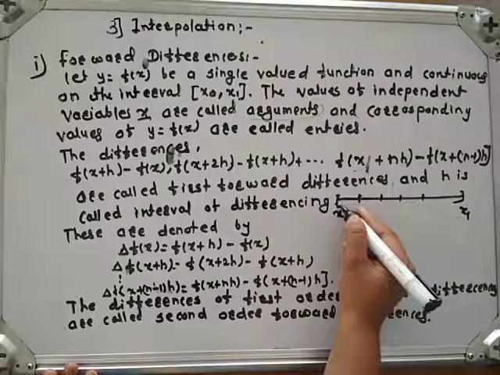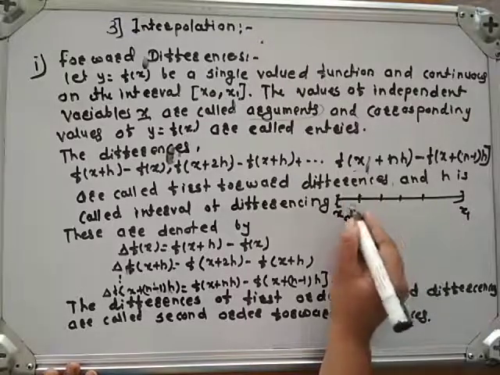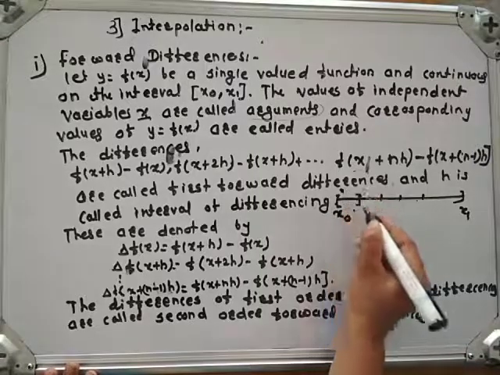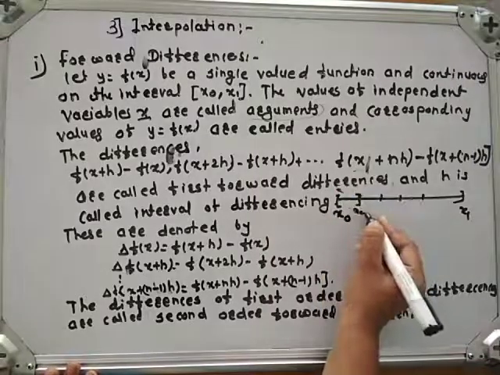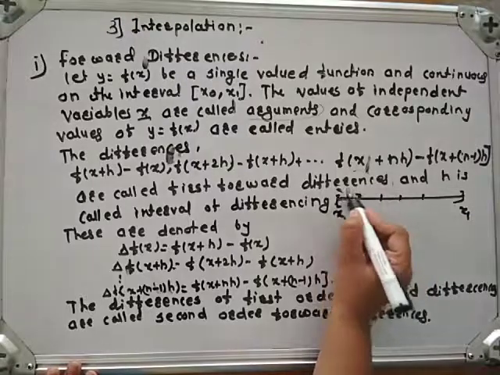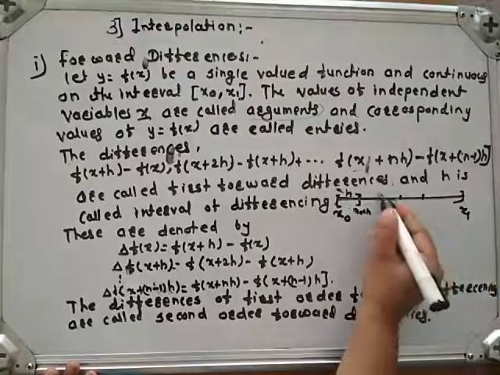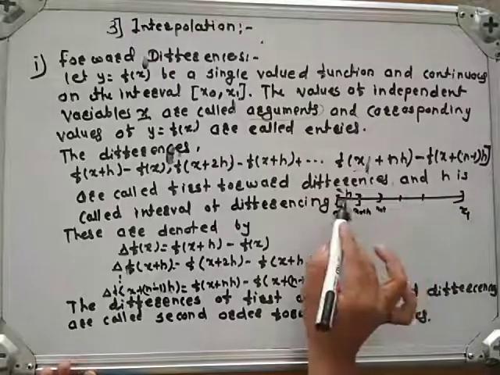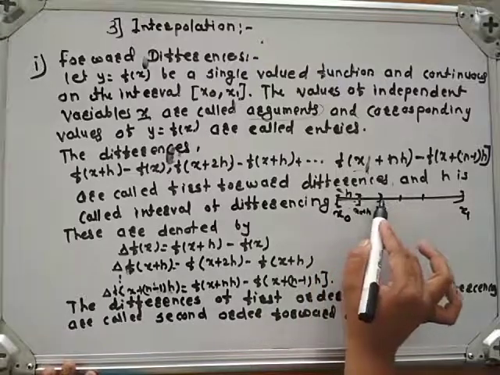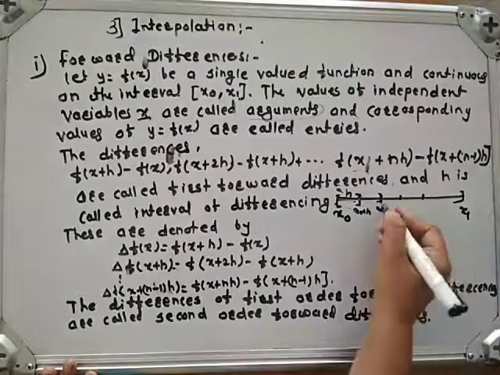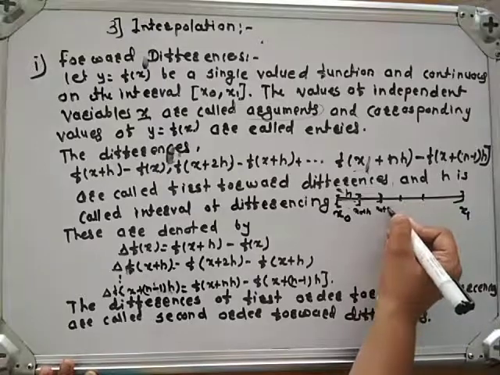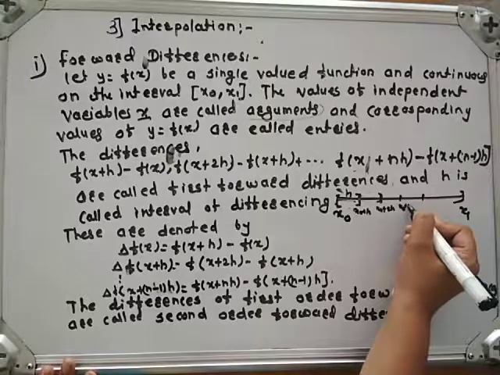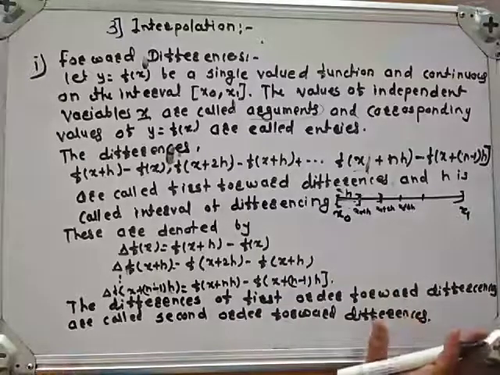This is x0. From this to this interval is x0 plus h, means this point is x0 plus h, because this distance is h. Next, this distance is h, plus again this distance is h, so this point is x0 plus 2h, this is x0 plus 3h, and so on.